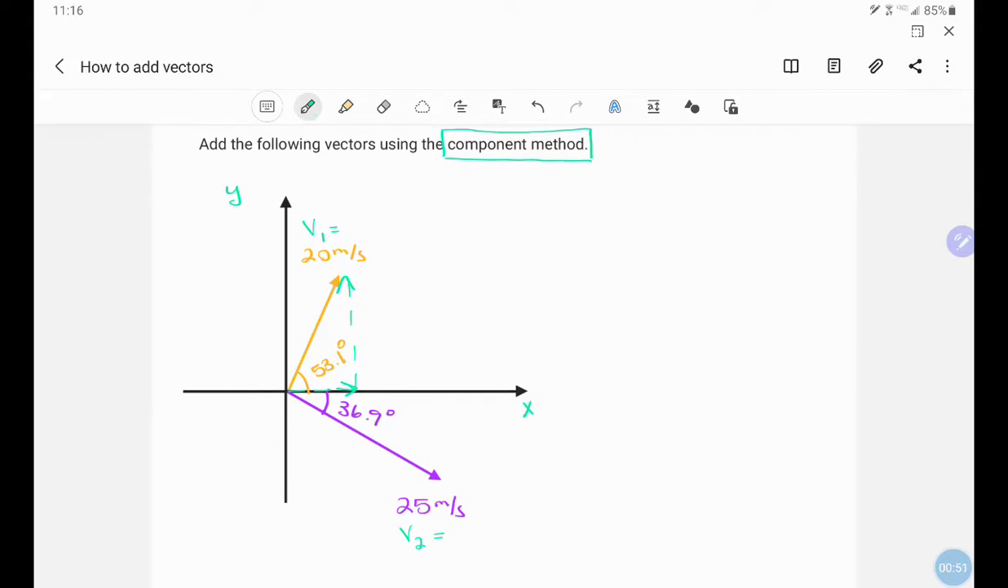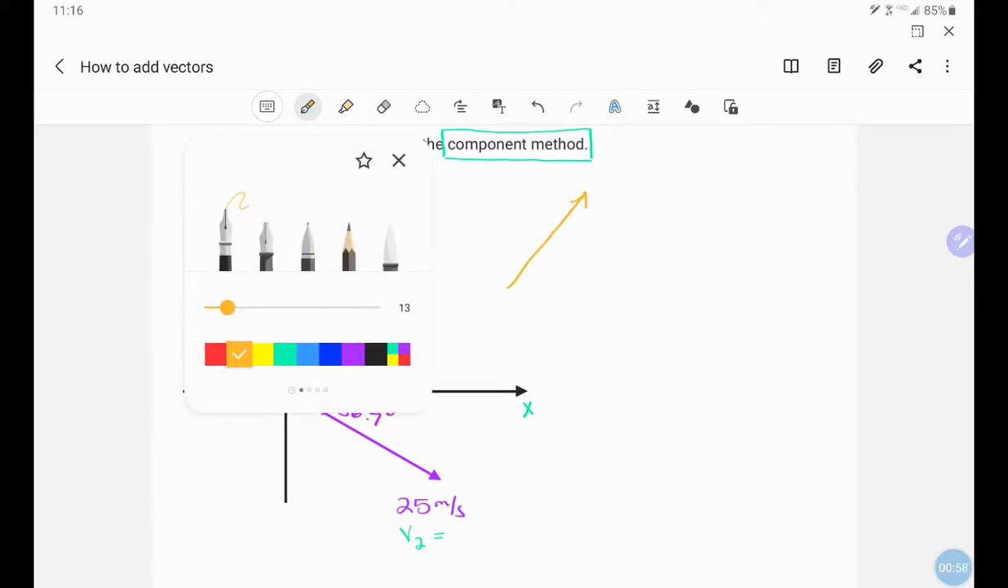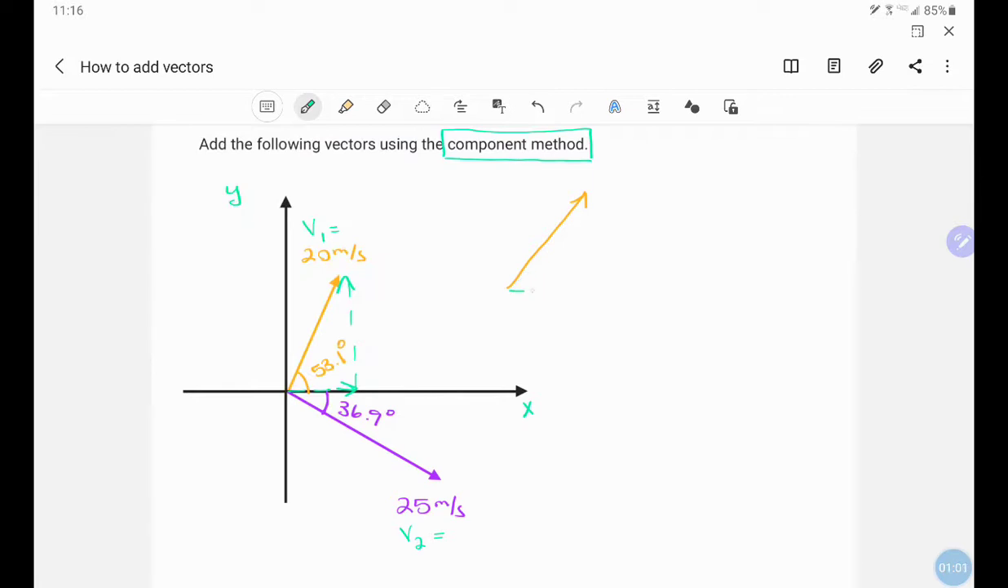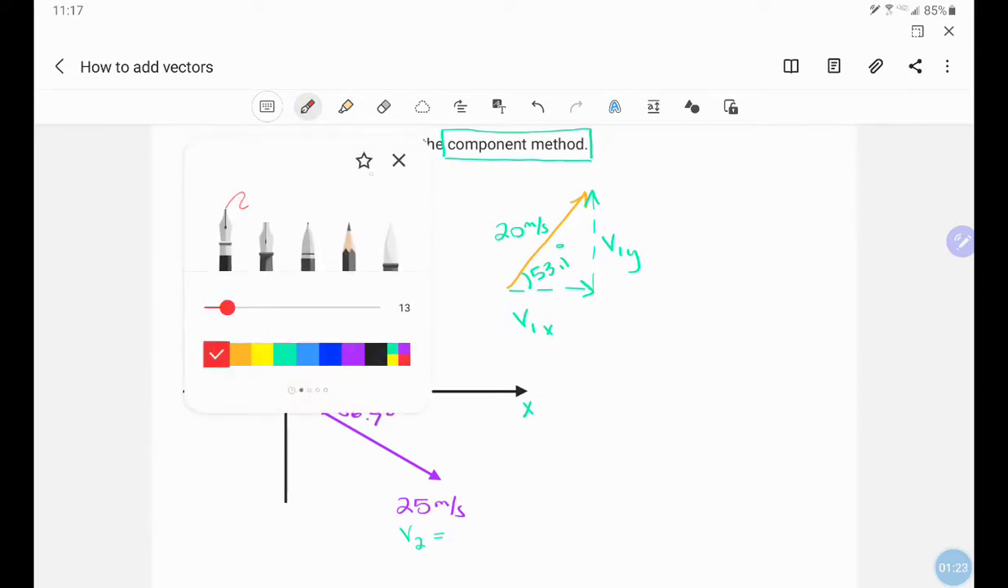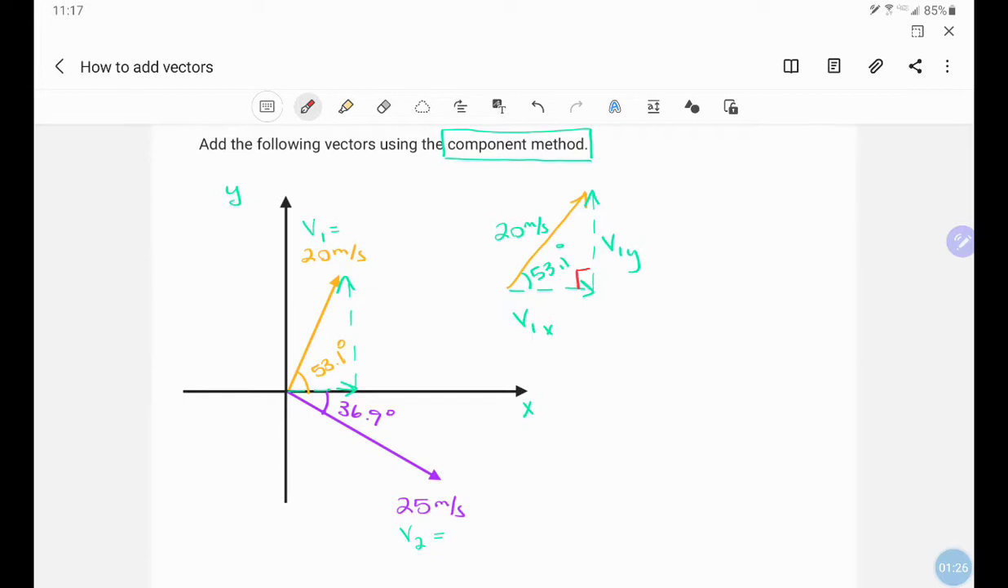I'm going to redraw this so we have some room. Here's the vector. This will be v1x. This will be v1y. This angle is 53.1 degrees. This is 20 meters per second. By decomposing the vectors along x and y, what that does very conveniently is give us a right triangle here.